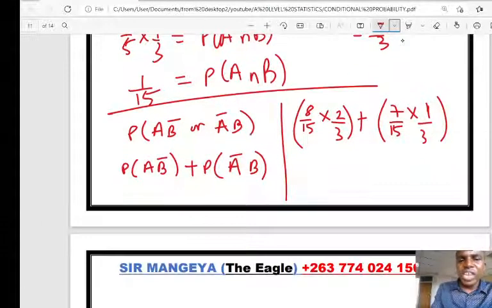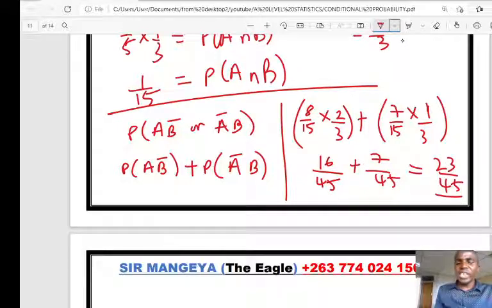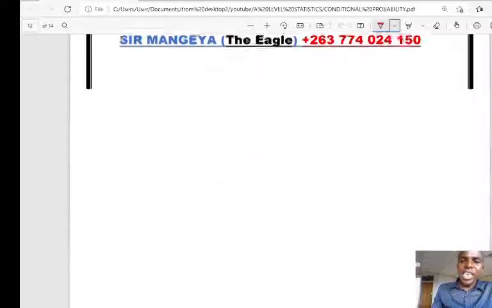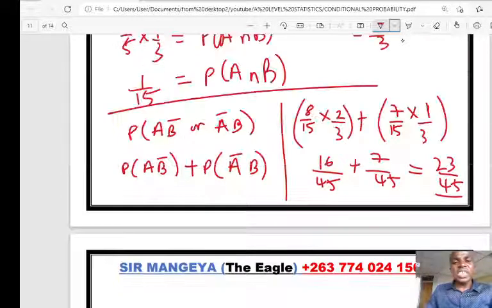Then if you simplify this, you get 16 over 45 plus 7 over 45. Then add the two together. 16 plus 7, you get 23 over 45. Then we can say done. Then say Mangeya, the Maths Eagle, signing out. Thank you.